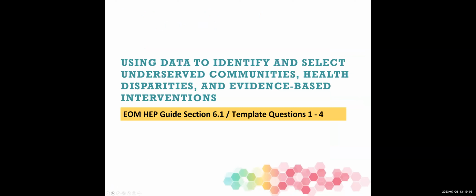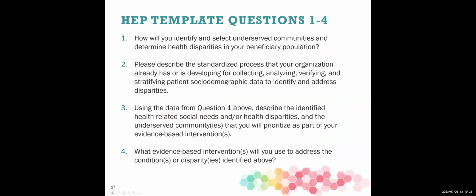Section 1 of the HEP template is identifying and selecting underserved communities, health disparities, and evidence-based interventions. You'll find more detailed information in section 6.1 of the HEP guide. This section is covered in the template questions 1 through 4. Next slide, please. So these are the 4 template questions. I'm not going to read each one. They're here as a quick guide. But in summary, this section of the template pertains to defining data sources and how you'll use the data to identify underserved communities, health-related social needs and/or health disparities, and develop evidence-based interventions. Next slide, please.